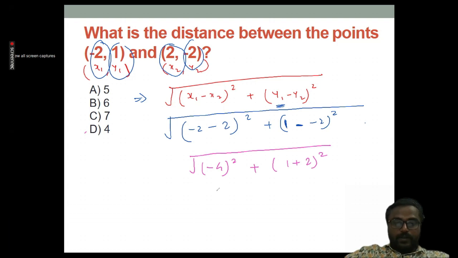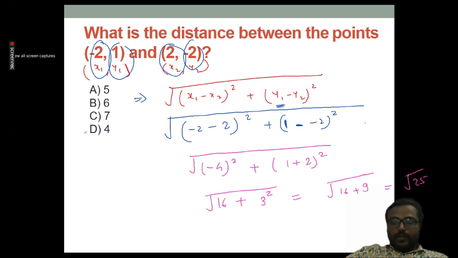So what do we have over here? 16 plus 3 square, under root. This will be 16 plus 9. 16 plus 9 is under root 25. So what is the square root of 25? It's 5. The square root of 25 is 5. What does that mean? 5 multiplied by itself, 5 times 5, is equal to 25. So option A is correct.